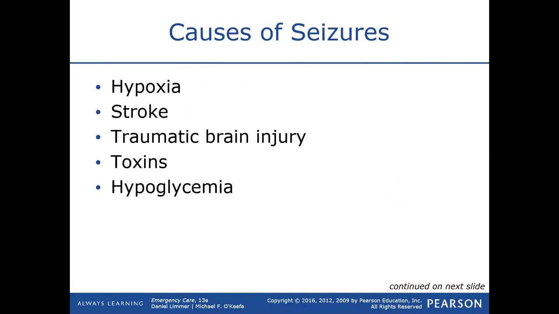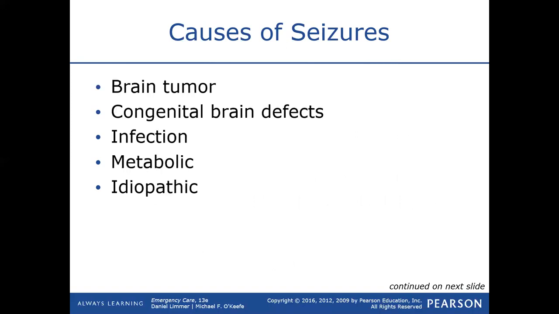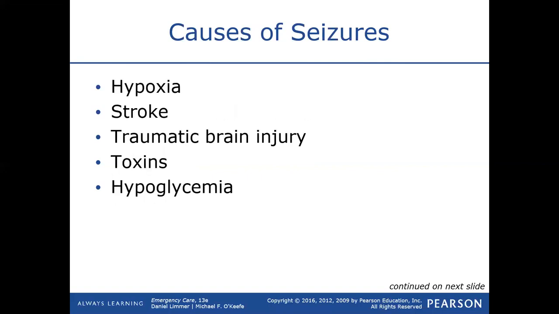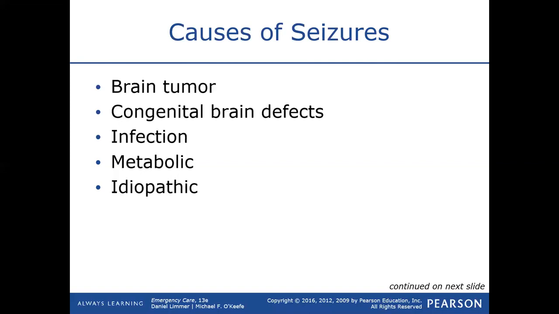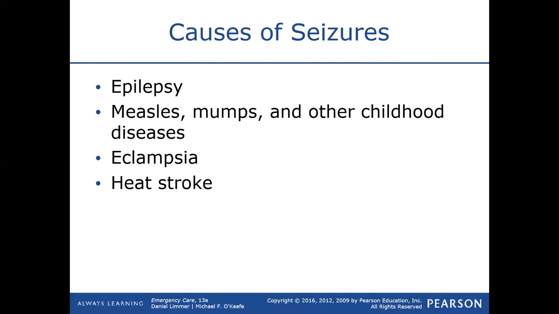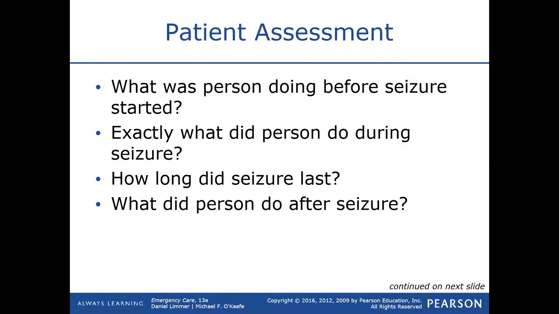Okay. Different reasons for seizures: hypoxia, which is low oxygen, stroke, traumatic brain injuries, toxins, and hypoglycemia can cause seizures. Brain tumors, congenital brain defects, infections, metabolic issues, idiopathic issues. A lot of the seizures we see are people with chronic seizure conditions. Okay. But if it's brought on by, again, hypoglycemia, like we're talking about, or hypoxia, or poisoning of sorts, that can mean it's very, very serious. Epilepsy is just a seizure disorder. Measles, mumps, eclampsia, and heat stroke can all cause seizures.